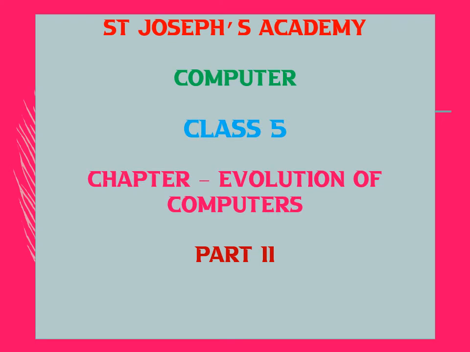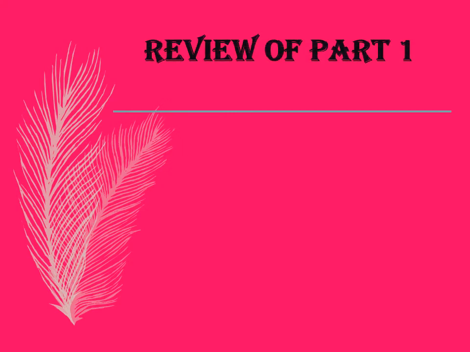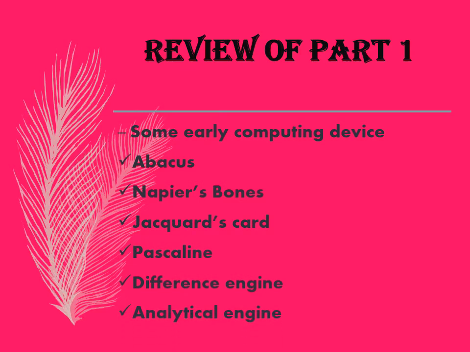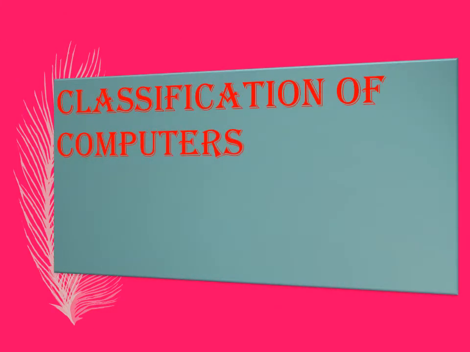Today we'll study part 2 of chapter number 1, Evolution of Computers. The topics which we have studied in the previous parts are some of the early computing devices like abacus, Napier's bones, Jacquard's card, Pascaline, difference engine, and analytical engine. So today we are going to study the classification of computers.